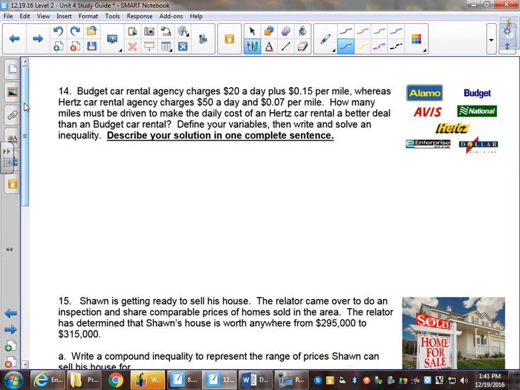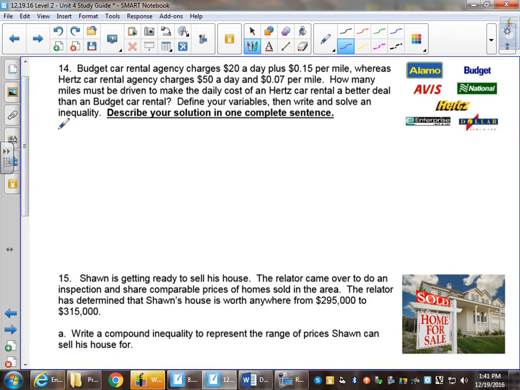Number 14 is a classic car rental question. If my memory serves me correct, there will be a question almost just like this on the test. The key is to realize what kind of question you have here, okay? Let's read it together and decide.